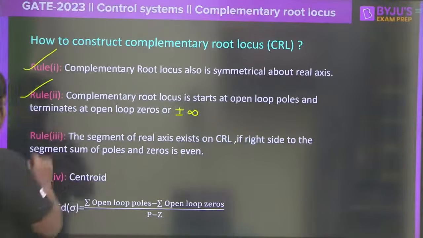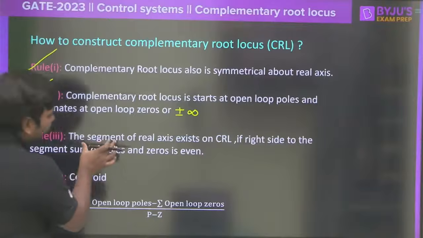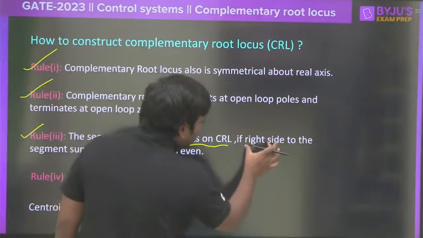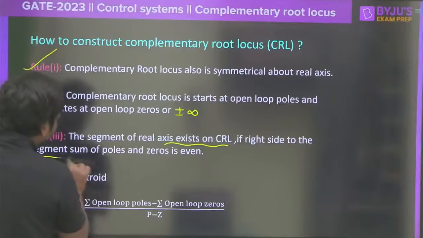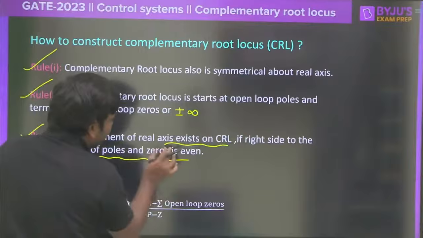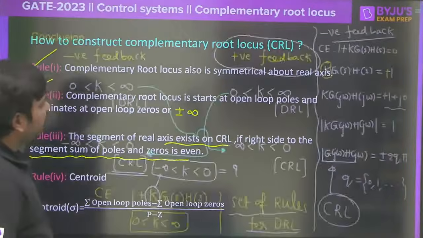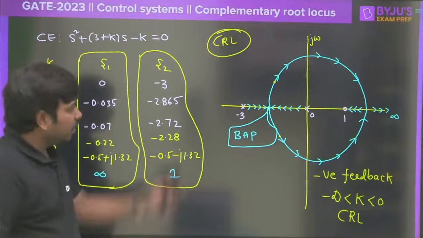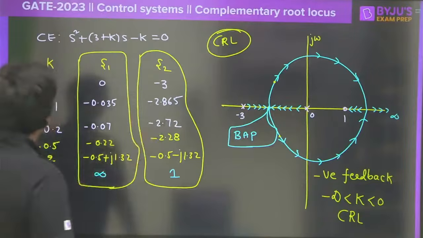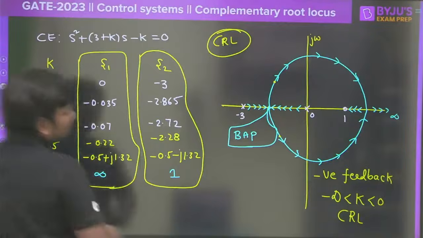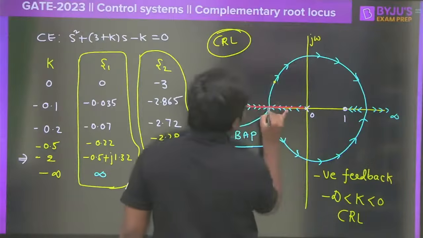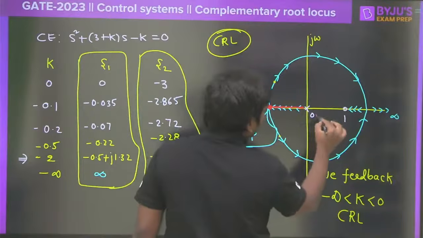That you know already. And then the third one is, look at this: a segment of the real axis exists on the CRL, the complementary root locus, if to the right side of that segment, the sum of poles and zeros must be even. Here, clear? This is a very, very good statement. Look at that second case where we have drawn the complementary root locus here, correct? For this complementary root locus, this segment we have taken on the real axis root locus, right? Any point here, if you take the right side to this point, how many poles are you having? 1 and 2.